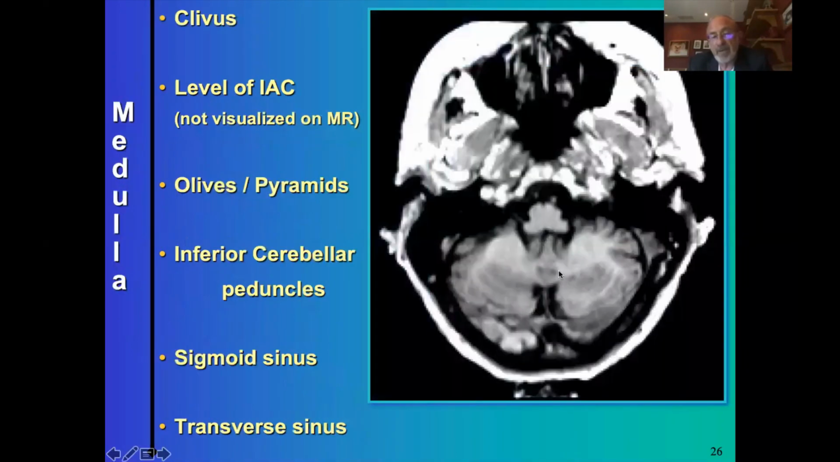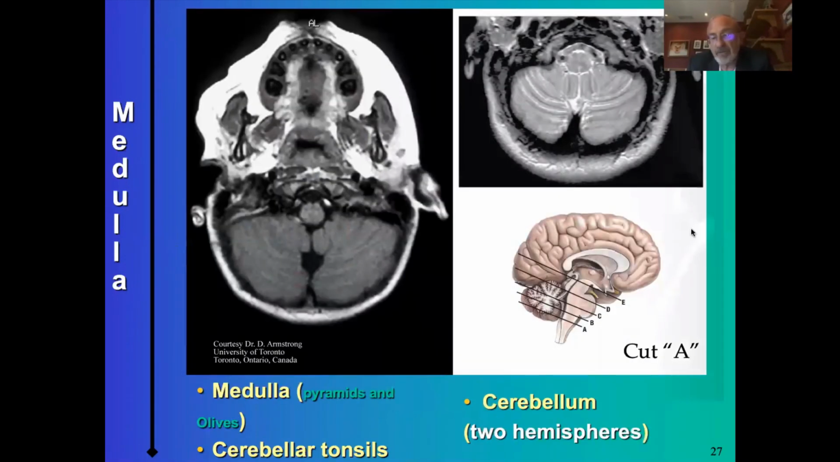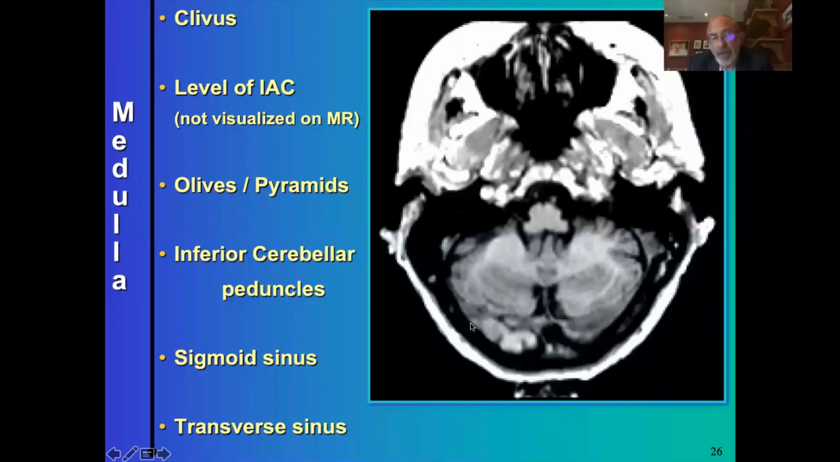Finally, we get down to the medulla. Here's our vermis. Here's the cerebellar hemispheres. Here's the medulla. These are two little extensions of tissue which are representing the inferior cerebellar peduncles, which connect the medulla to a portion of these hemispheres of the cerebrum. Back over here, you get some flow void artifact. Go back here a sec. You get into a little flow void artifact over here and over here.